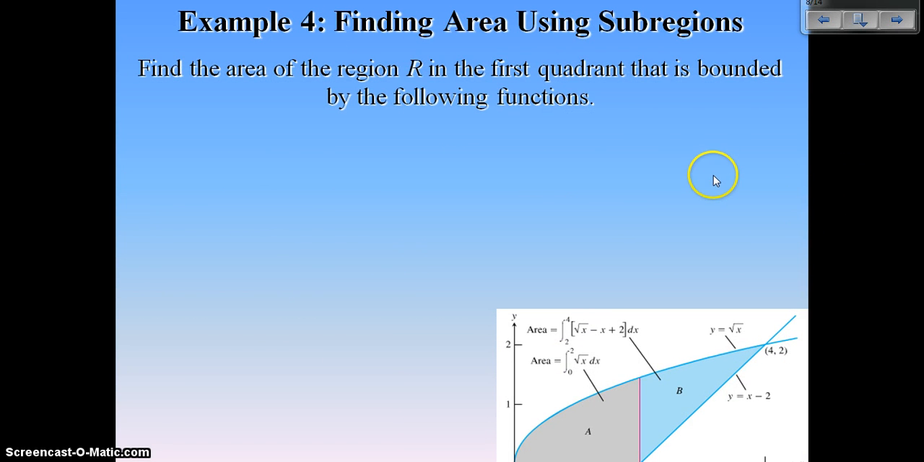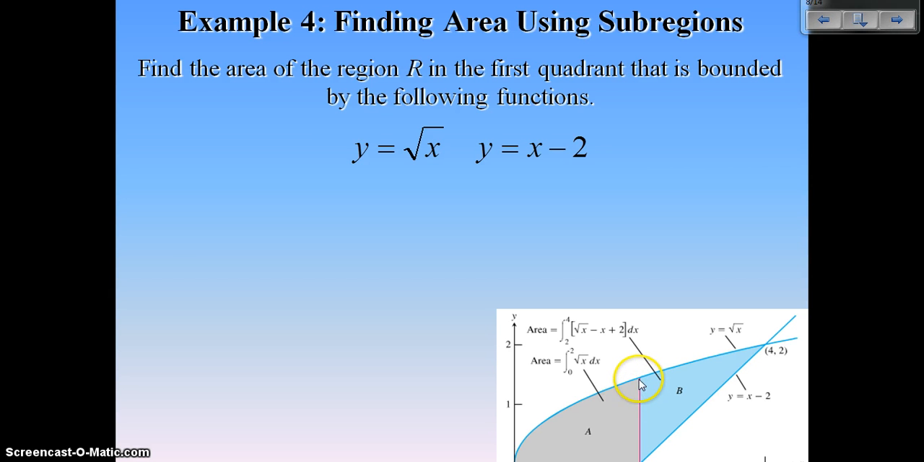All right, example 4, finding area using subregions. Now, if we find the area between y equals radical x and y equals x minus 2, a funny thing happens. I got the graph drawn for you here. You see that actually we would break it up into 2 completely different subregions.